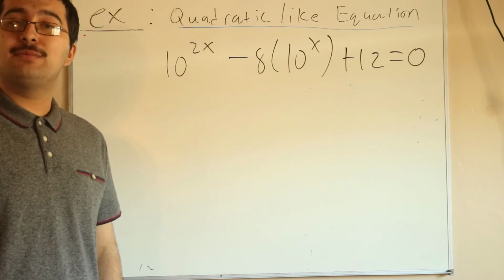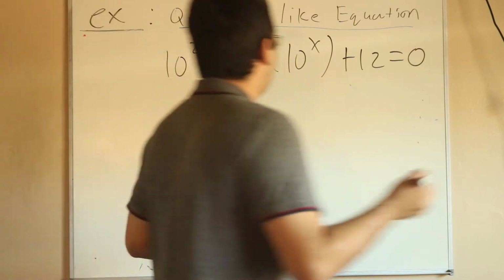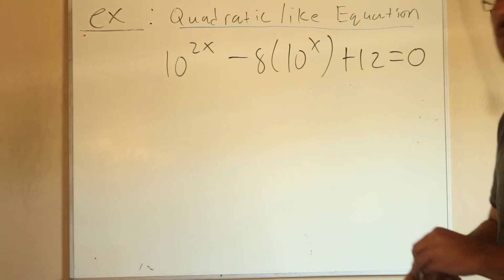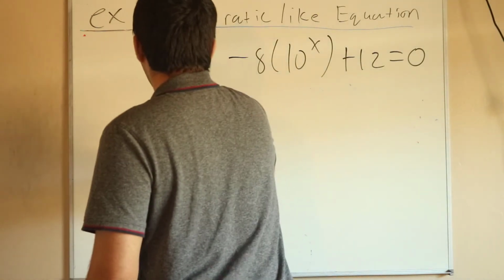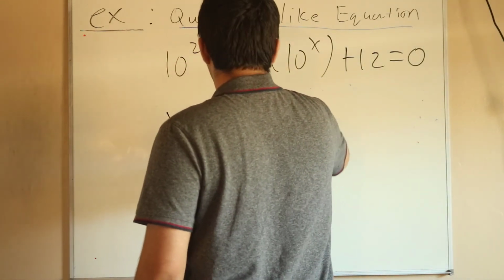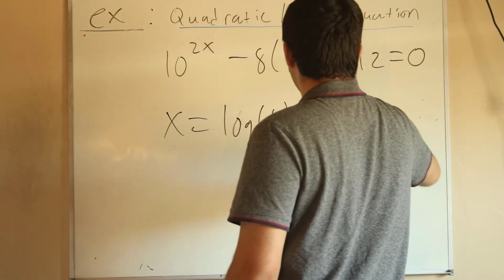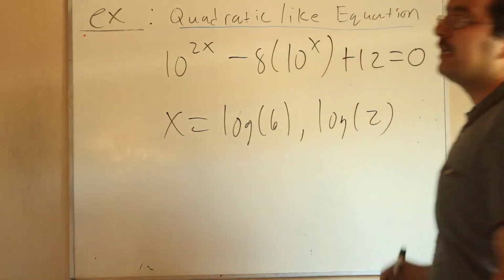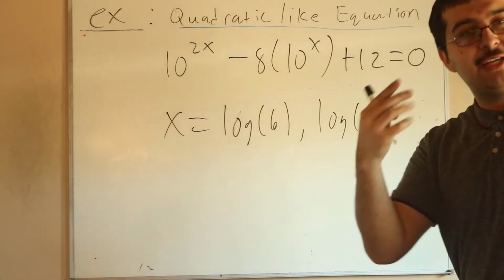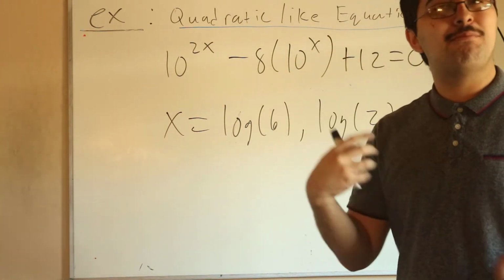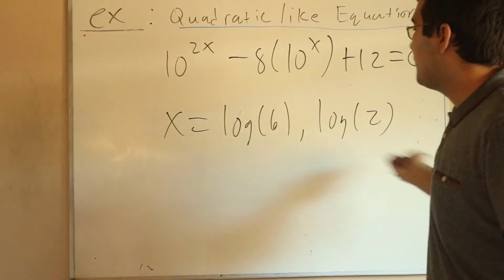Okay, so hopefully you gave the problem a shot and you got a final answer. The answer that I got was x equals log of 6 and log of 2, right? This is a quadratic-like problem. Not too surprising for us that we get two answers, right? Quadratics at most can have two answers. So there you go. Here's what I got.